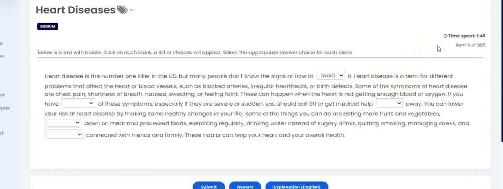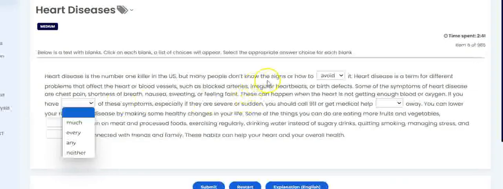Heart disease is a term for different problems that affect the heart and blood vessels. Here it is talking about the causes and effects of heart disease: blood vessels, blocked arteries, irregular heartbeats, and so on. Then: this can happen when the heart is not getting enough blood. These are the causes, talking about the blood vessels, blocked arteries, irregular heartbeats and birth defects. All these symptoms happen when the heart is not getting enough blood or oxygen. So if you have dash of these symptoms, if you understand this sentence, if you have any of these symptoms, because all the symptoms are very important, right?